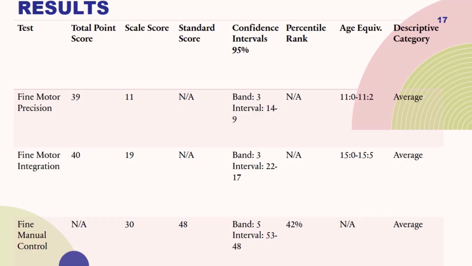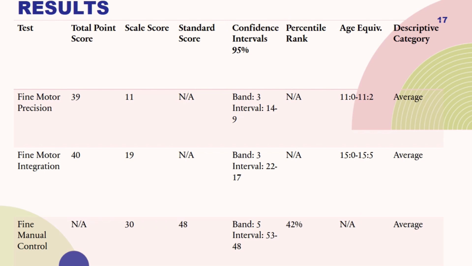Next, we're going to talk about the results of this test. So, as you can see, there were many different categories for the results to fall into, and so I'm just going to go over those really quickly. So I split it up, divided based off of the 2 subtests and then the full test as a whole for the fine manual control.